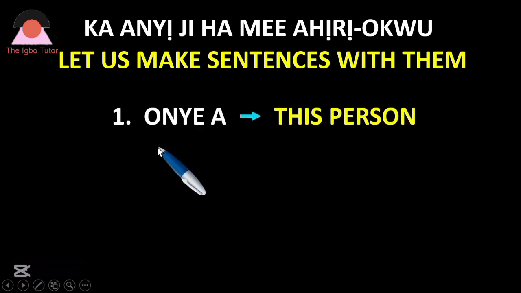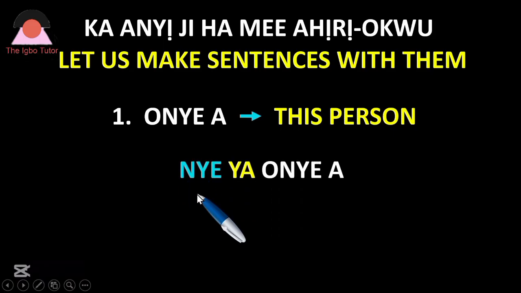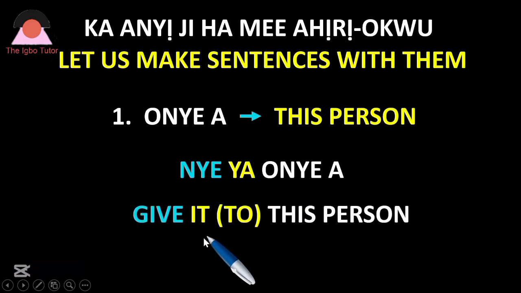Nke mbụ, ya bụ number 1. Nke mbụ, onye a. Onye a meaning this person. All right, let's make a simple sentence with this. Nye ya onye a. Nye ya onye a meaning give it to this person. Onye, this person. Ka anyị gaa n'ihu.